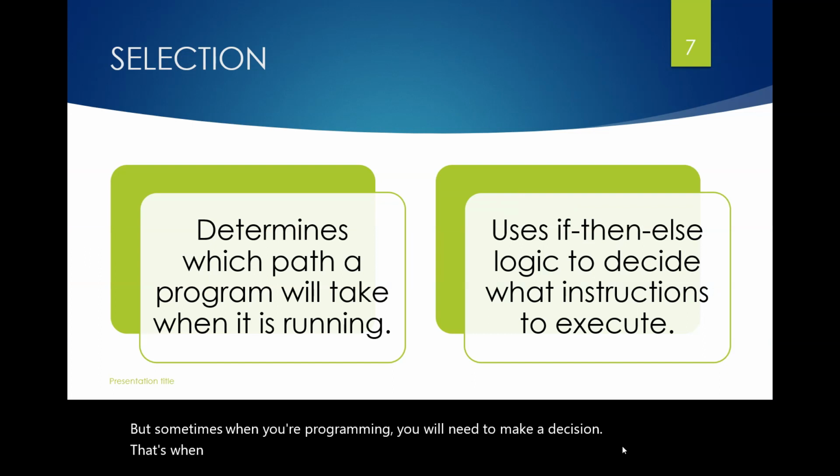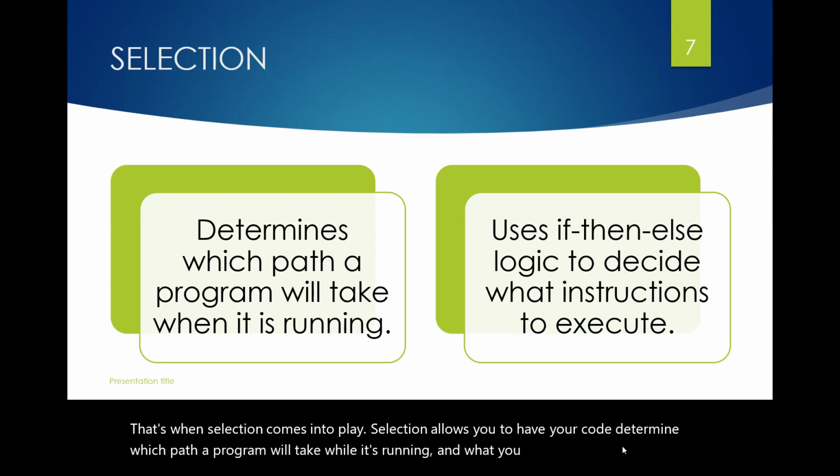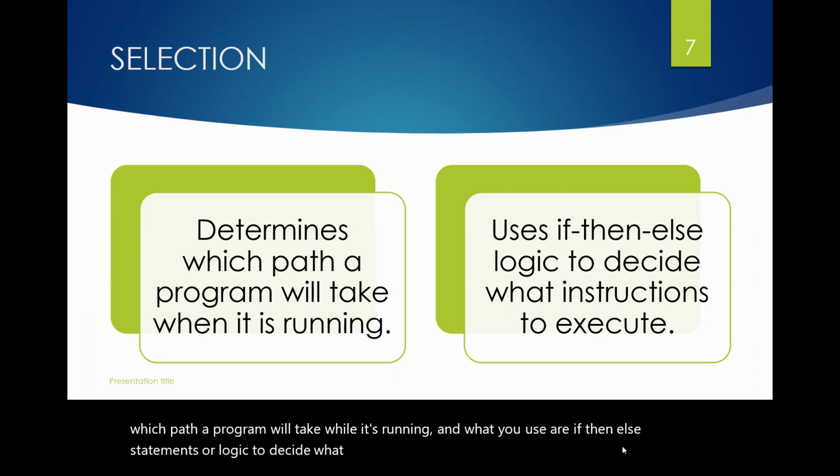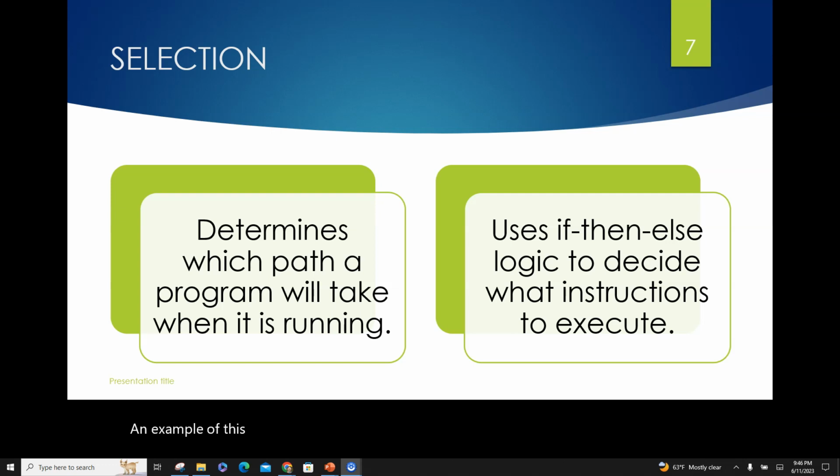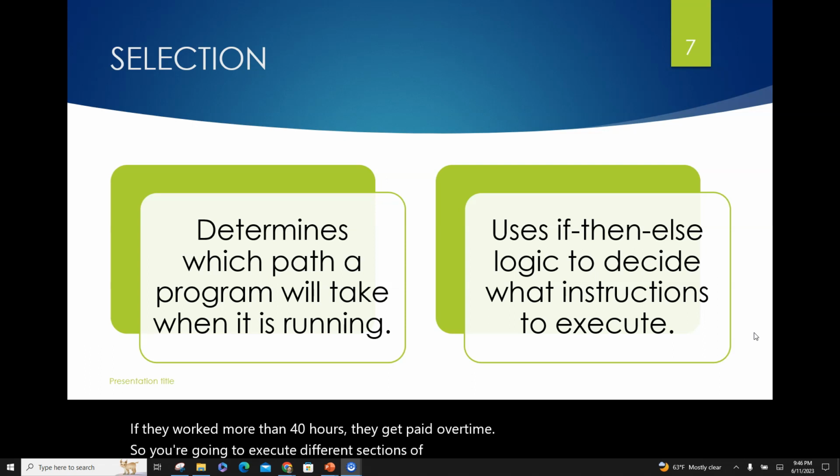But sometimes when you're programming, you will need to make a decision. That's when selection comes into play. Selection allows you to have your code determine which path a program will take while it's running. And what you use are if-then-else statements or logic to decide what instructions to execute. An example of this would be when calculating payroll. If the employee worked 40 hours, then they get paid the flat rate. If they worked more than 40 hours, they get paid overtime. So you're going to execute different sections of code based on how many hours the employee worked.